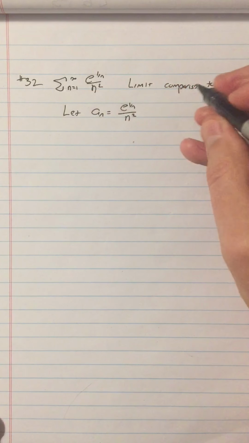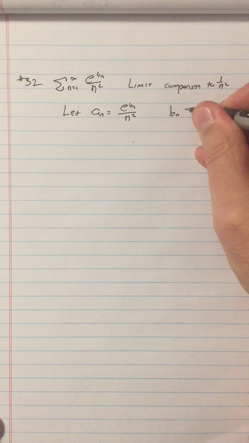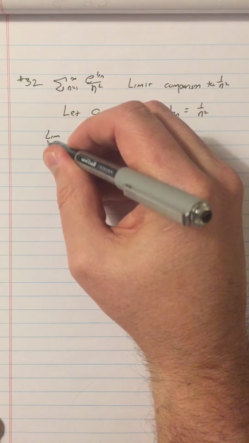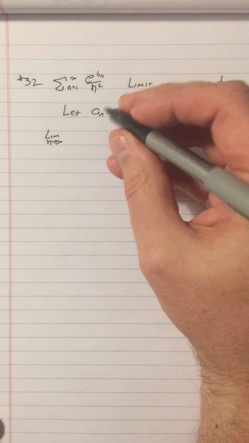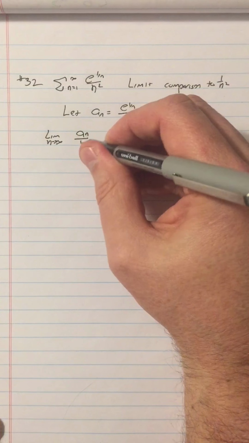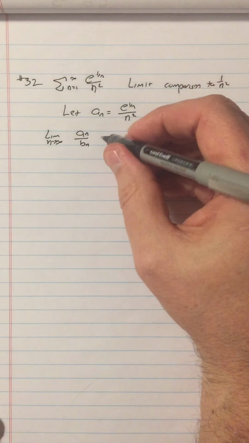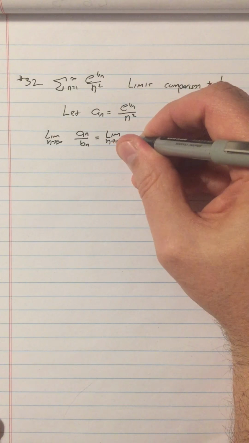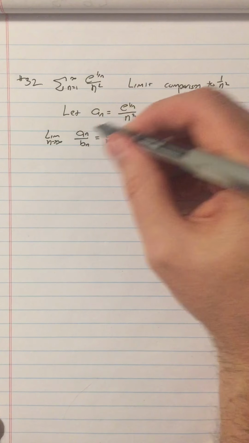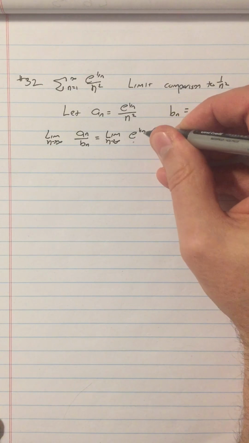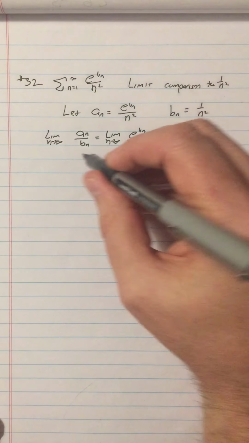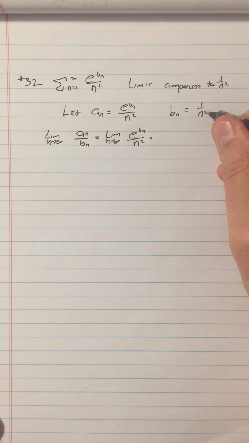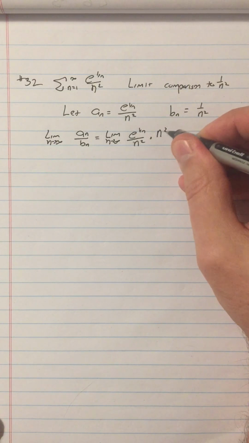And just notationally, it'll be easier if we write out what a sub n and b sub n are. B sub n is going to be 1 over n squared, because that allows us to then write the limit as n approaches infinity of a sub n over b sub n. So that's going to equal the limit as n approaches infinity. So we'll first just put a sub n as it is here, e to the 1 over n squared. And then instead of dividing by b sub n, we'll go times 1 over b sub n. So b sub n is 1 over n squared. We'll go times n squared over 1.